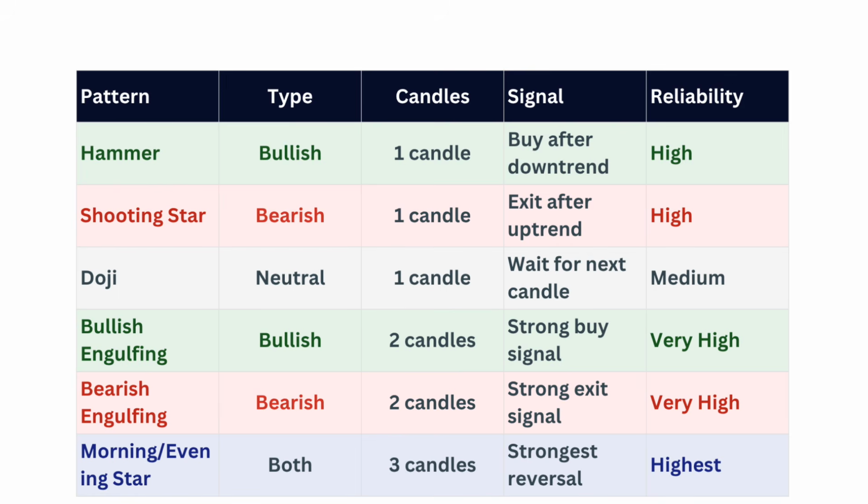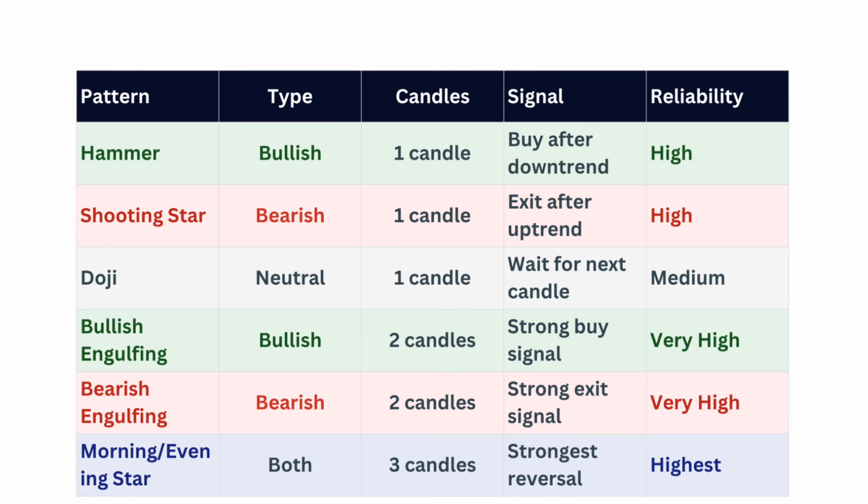Here is your complete cheat sheet for all the 6 reversal patterns. Take a screenshot of this, save it in your phone. Every time you spot one of these on the chart, refer back to this table. The pattern is hammer, type is bullish, 1 candle, signal is buy after downtrend, and reliability is very high. Then shooting star, type bearish, 1 candle, exit after uptrend, reliability is very high.